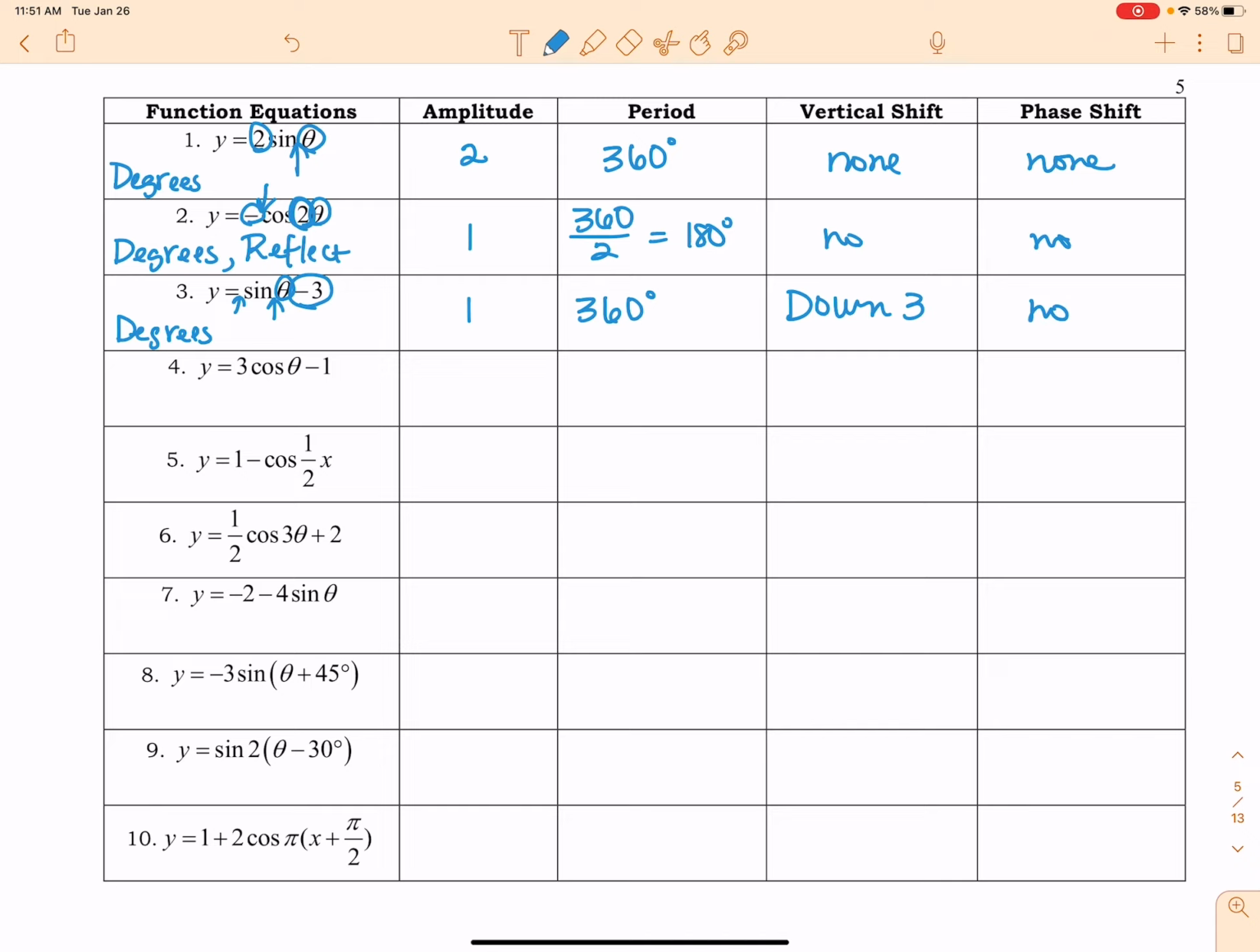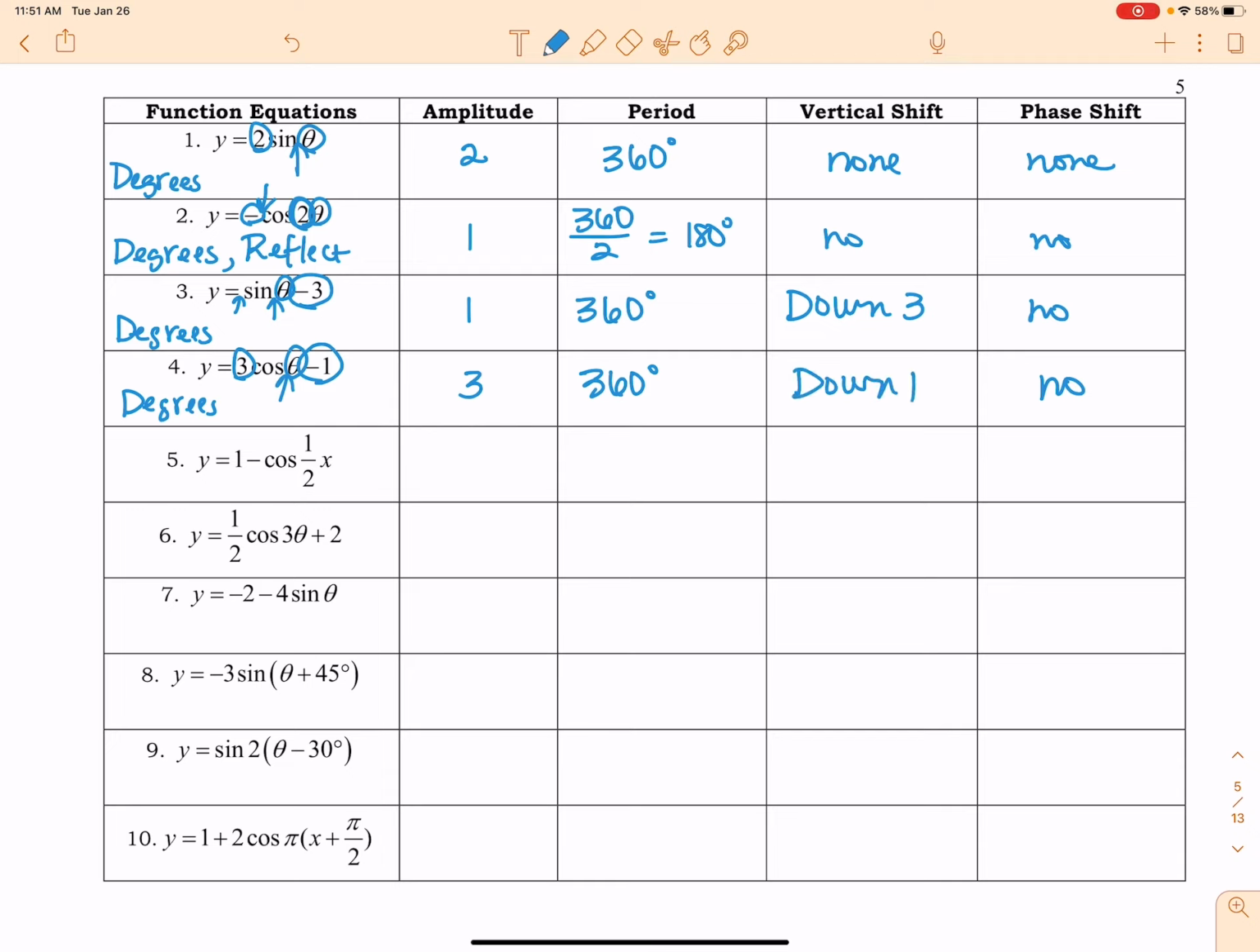All right, next example. I've got theta again, so I'm still in degrees. There's no reflection because it is a positive 3 cosine. The amplitude is 3. The period, since there's no value between cosine and theta, is again 360 degrees. The negative 1 here is not in parentheses, so there's no phase shift. It means that the whole graph moves down 1.